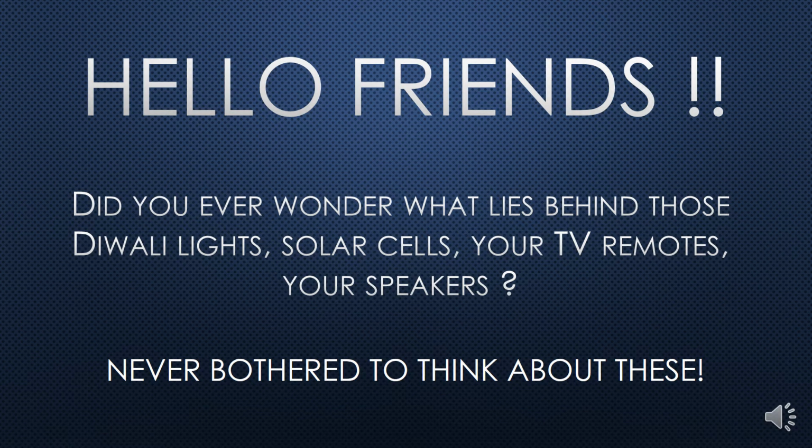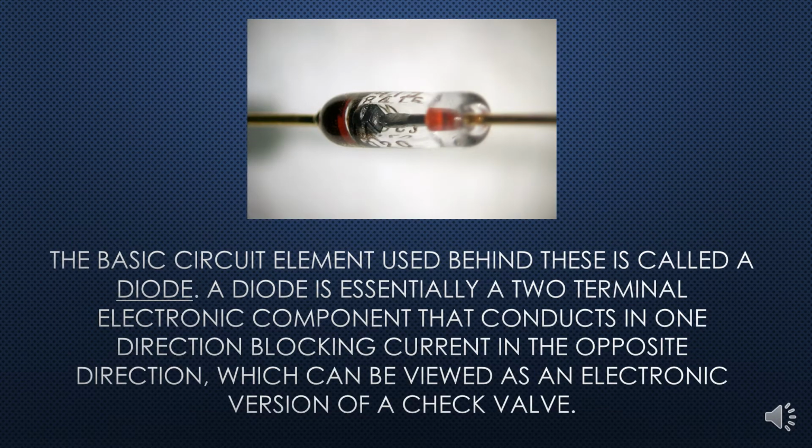Hello friends, did you ever wonder what lies behind those Diwali lights, solar cells, your TV remotes, your speakers? Never bothered to think about these. The basic circuit element used behind these is called a diode. A diode is essentially a two-terminal electronic component that conducts in one direction, blocking current in the opposite direction, which can be viewed as an electronic version of a check valve.